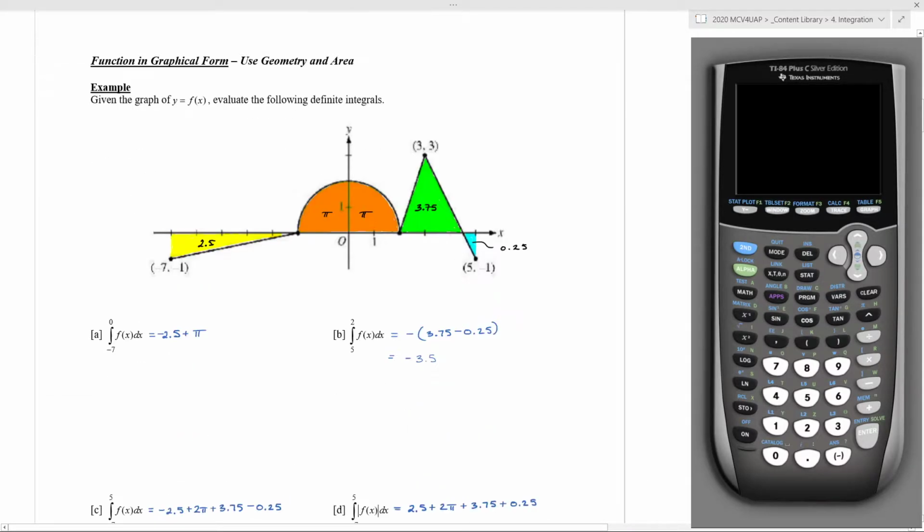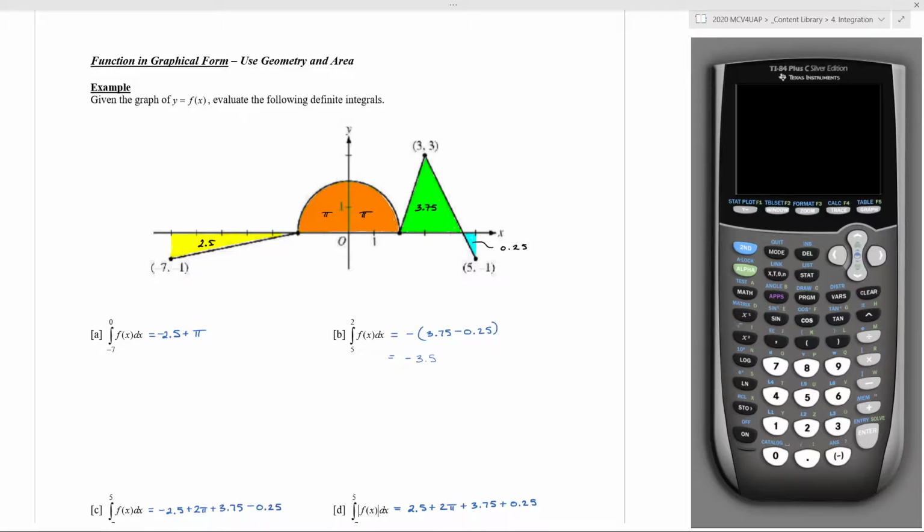So the first way is, if you're given a function in a graphical form. Just like this example here, we already went through this example, but you can interpret a definite integral as areas. And you can use areas to evaluate definite integrals. So that is the first way. So here in this example, you're given a function. I've already gone ahead and found the areas of the different segments. So you have a yellow triangle, a half circle, a green triangle, and a blue triangle.